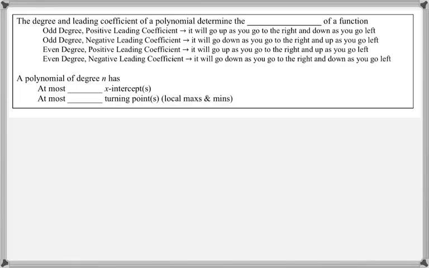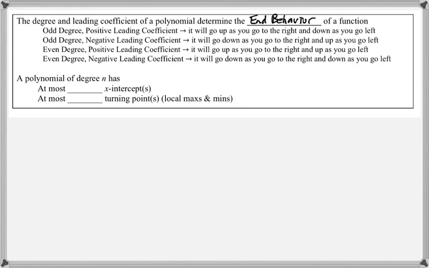So the behavior of polynomial functions is one of the main points of this section. It says the degree and leading coefficient of a polynomial determine the end behavior of a function. That means as you keep going to the right on the graph, what is the function going to do? If you keep going to the left on a graph, what is the function going to do?